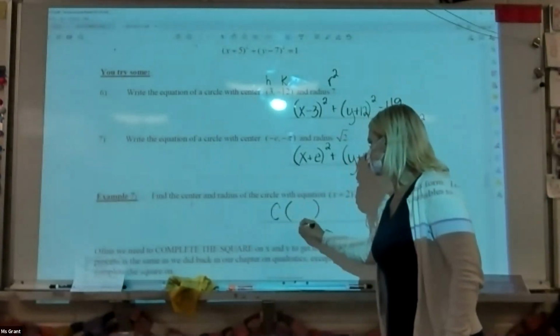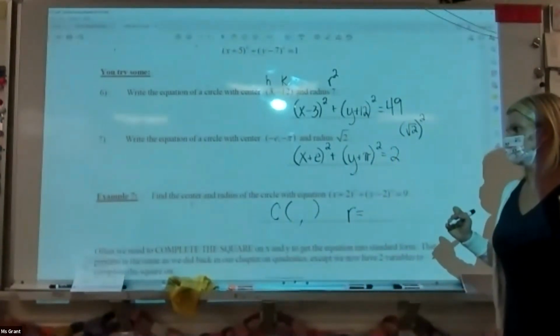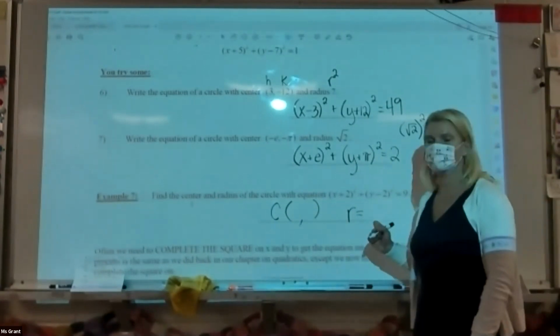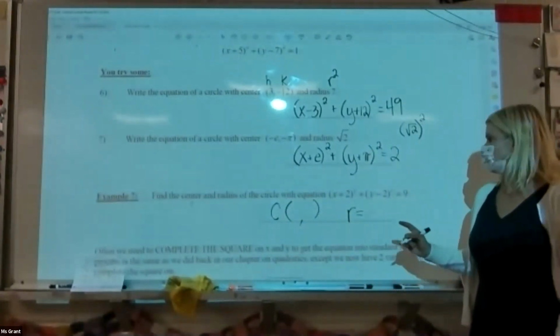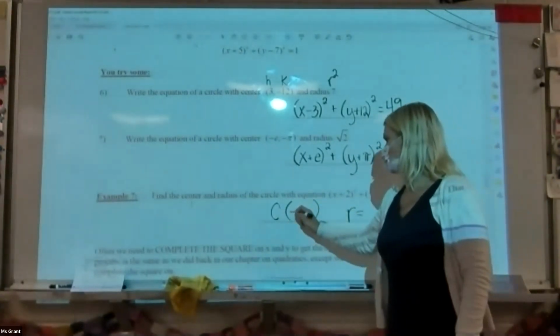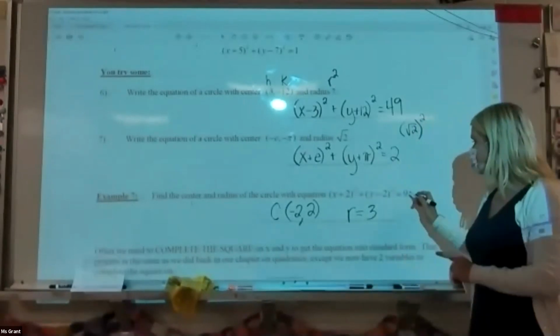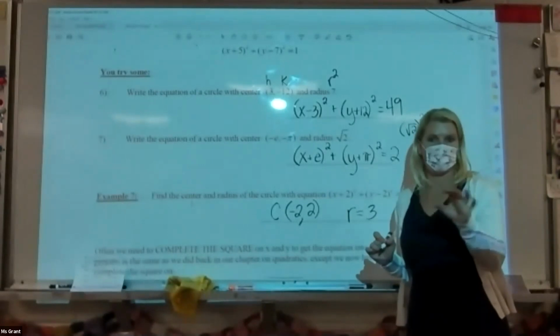My center. Okay, now it's someone on Zoom's turn. Center is what? -2, 2. -2, comma 2. My radius is 3. 3, and I hope no one thinks it's 81. This means r squared. Don't put 81.